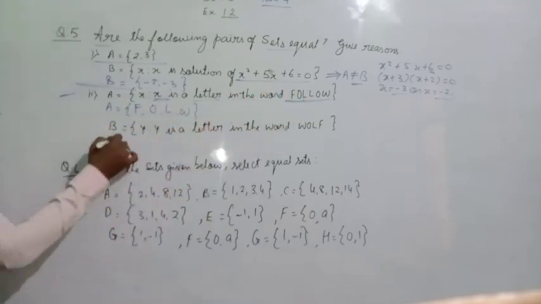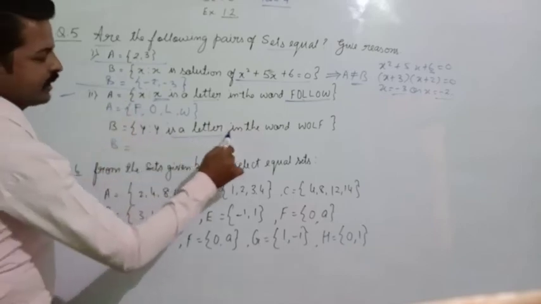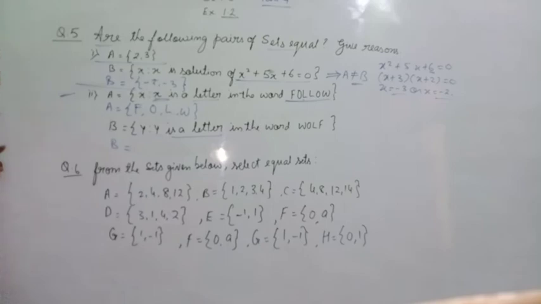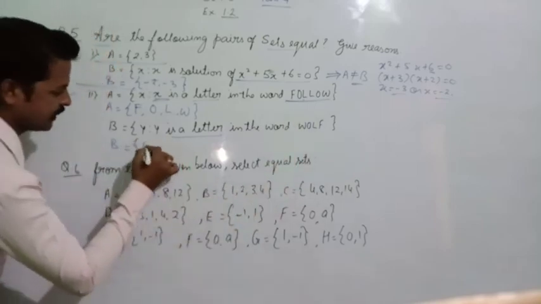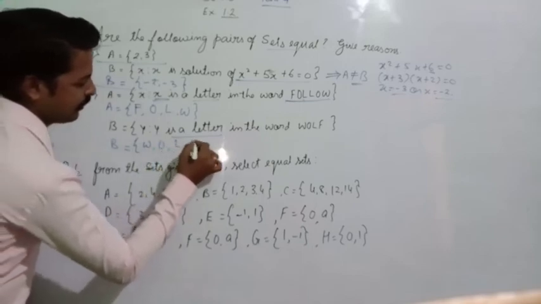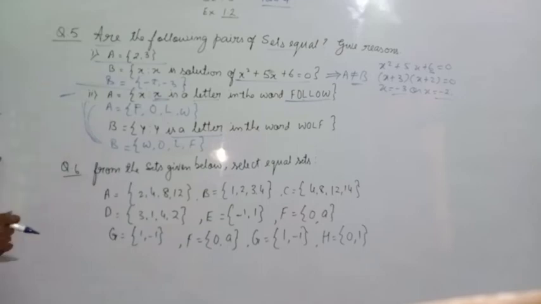Now similarly convert B also into the same form. B is what? Y is a letter in the word wolf. Now see, wolf has all single elements. Write down in the listing method W, O, L, F. Now compare whether these two sets have the same elements or not.